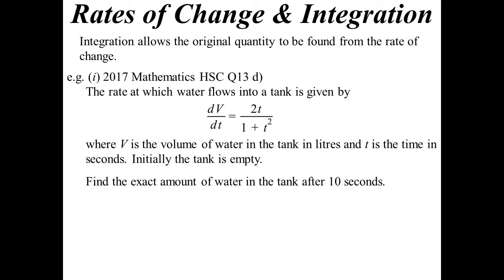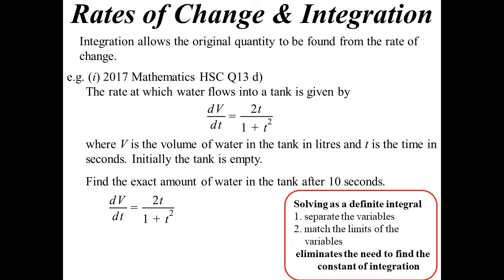So 2017, we were told the rate at which water flows into a tank, dV/dt, is 2t on 1 plus t squared. We want to know the exact amount of water in the tank after 10 seconds. They've also told us initially the tank is empty. So we know dV/dt is 2t on 1 plus t squared.